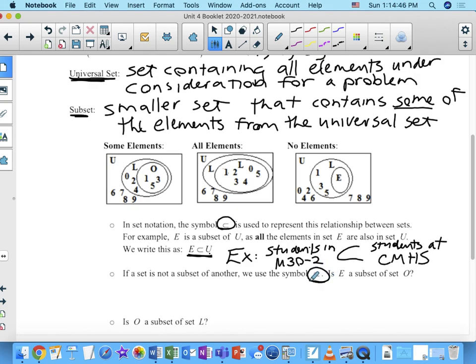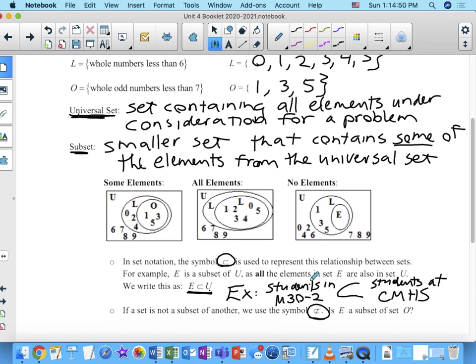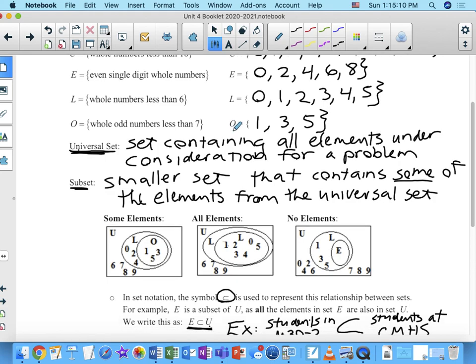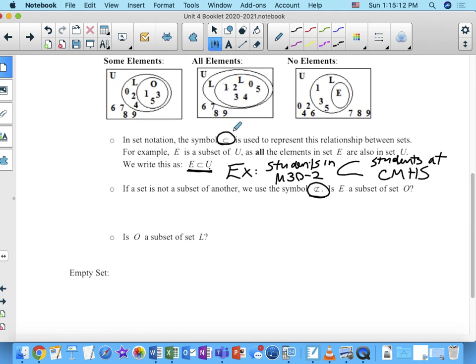Okay? So is E a subset of O? Well, if we go back and look at E and O, is E a subset of O? No, it's not, okay? Because the elements in E are not in O. So in order for something to be a subset, all of the elements in E must also be in O, and that's not true. So what we would write is that E is not a subset of O.